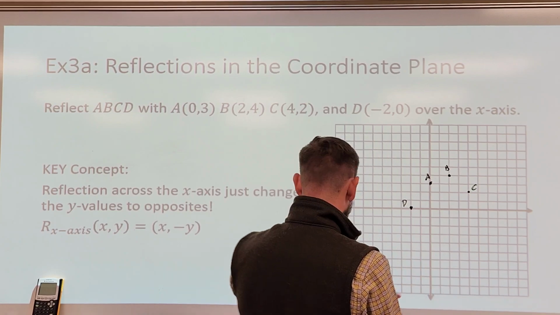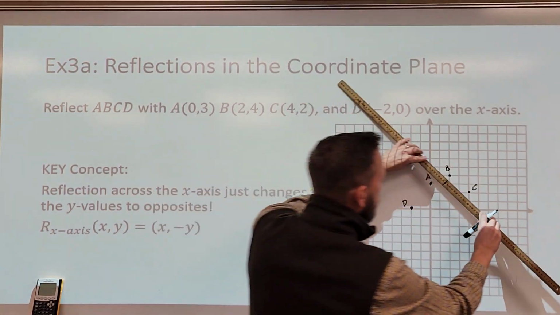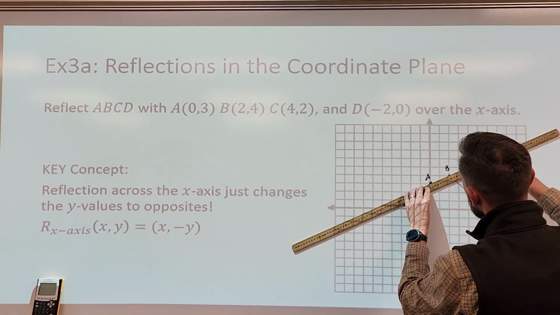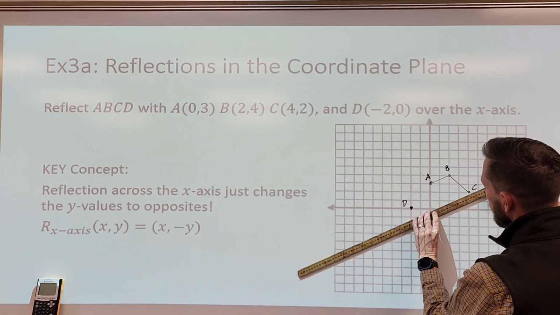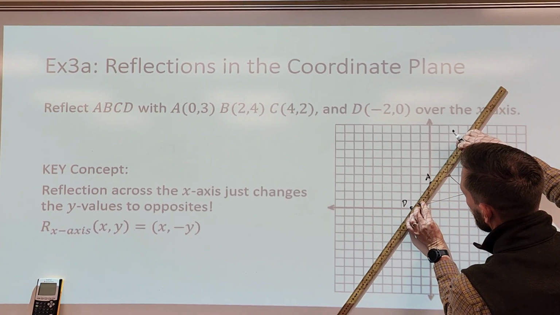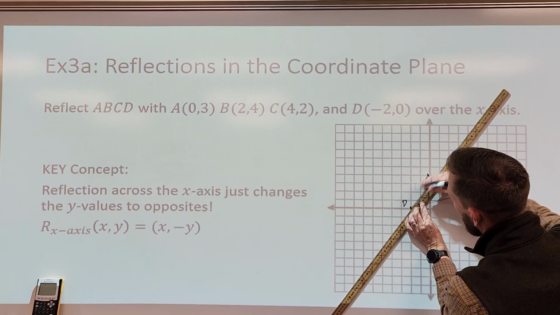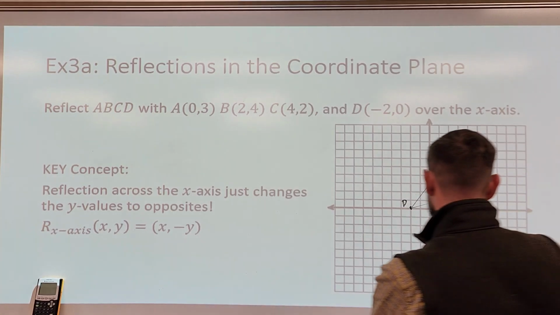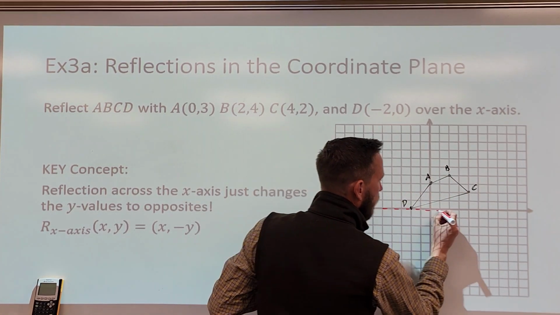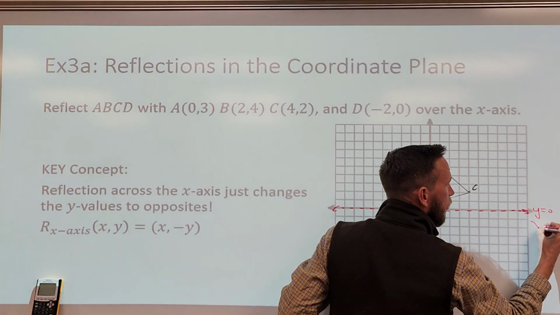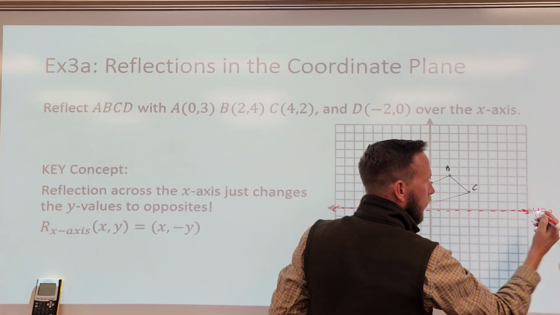So again, plot those dots to the best of your ability. We are going to use our ruler to connect the dots. I know it seems a little bit silly to have to use our ruler for that, but the better we do with our drawings, the better we will do with our reflections. All right, now we are going to reflect this over the x-axis. So we know where the x-axis is. This is the line y equals 0, also called the x-axis. All right, those are the same thing.